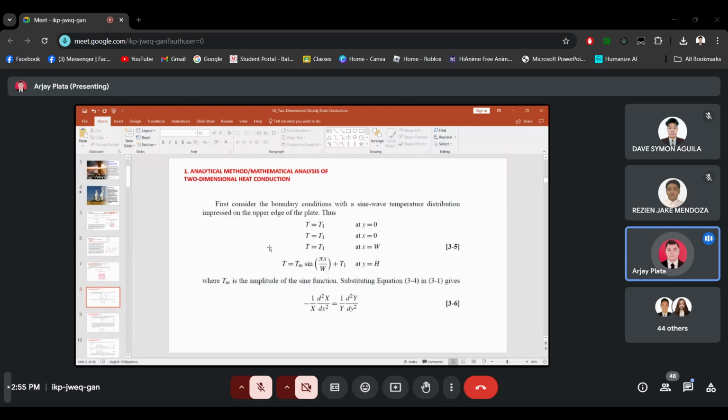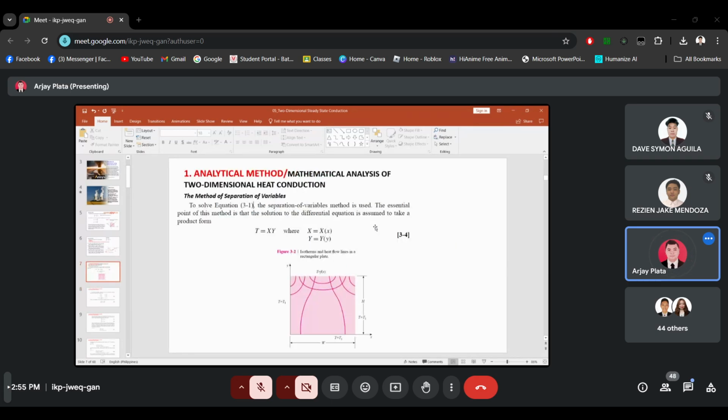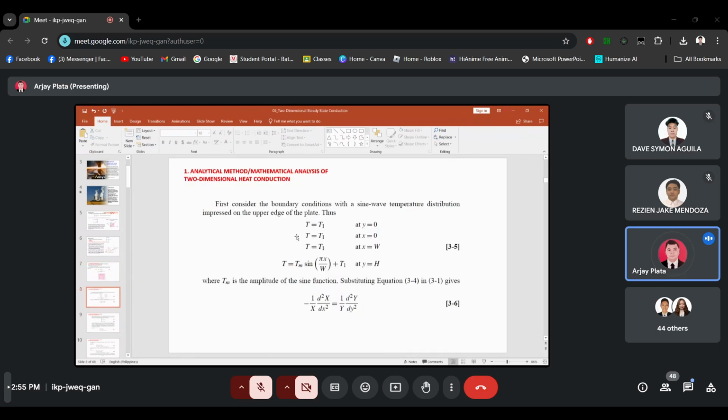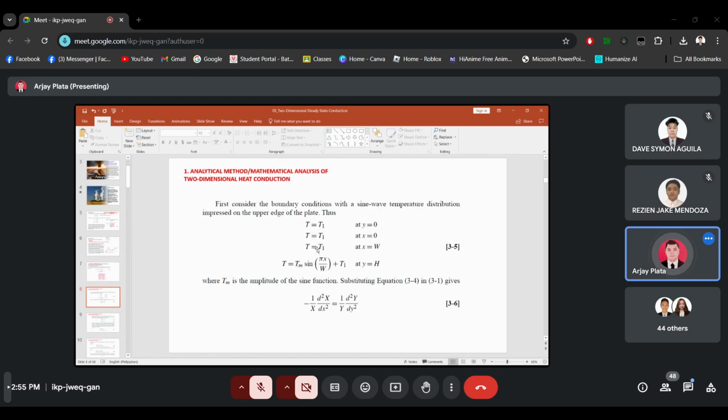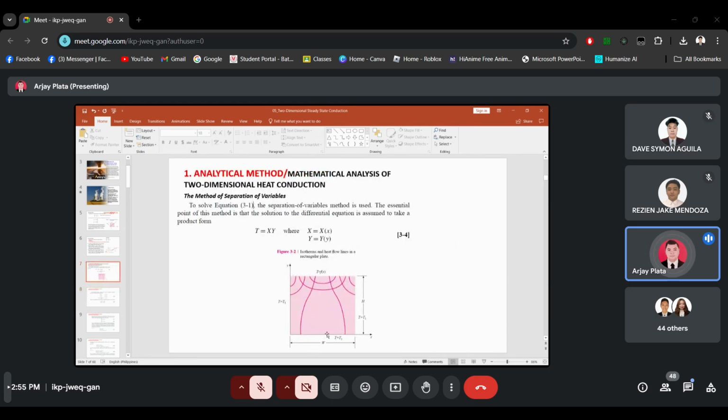Okay, so consider the boundary conditions. T equals T1 at y equals 0. So you can see here, T equals T1 at y is 0. So that's our first boundary. The second boundary is at x equals 0, so we have T equals T1 at x equals 0. So this one. And T equals T1 at x equals W is our third boundary. So this is our W. So T equals T1 here. So constant temperature.